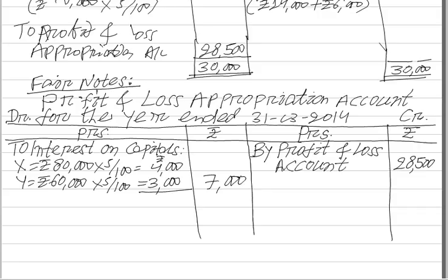And salary, which we have already added in the profit and loss account above, we have to deduct or appropriate in the profit and loss appropriation account. To salary Y, rupees 6,000.